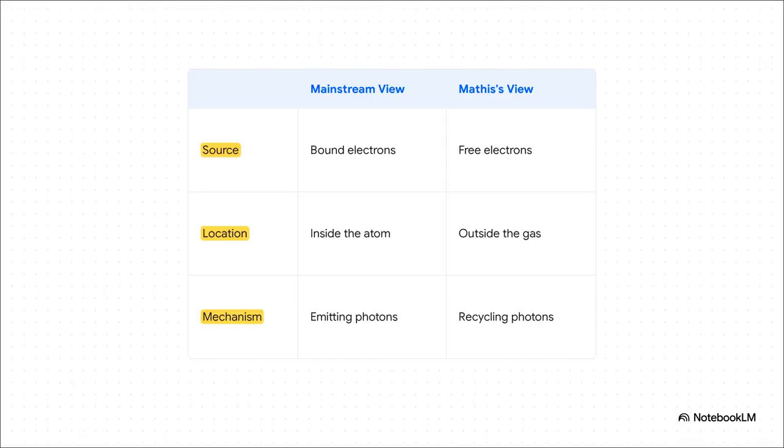What's so interesting here is that this new idea completely flips the script. The mainstream view says it's all about electrons inside the atom, jumping between orbits and spitting out photons. But this new view says spectral lines have nothing to do with electrons bound to an atom. Instead, it's the free electrons, the ones just floating around in the field outside the atom, that are doing the work. And they aren't even creating new light. They're basically catching and rethrowing, or recycling, the photons that are already in the field, just at different energy levels.